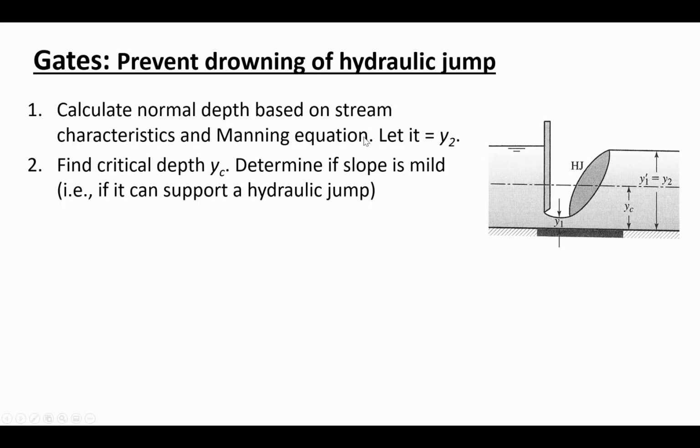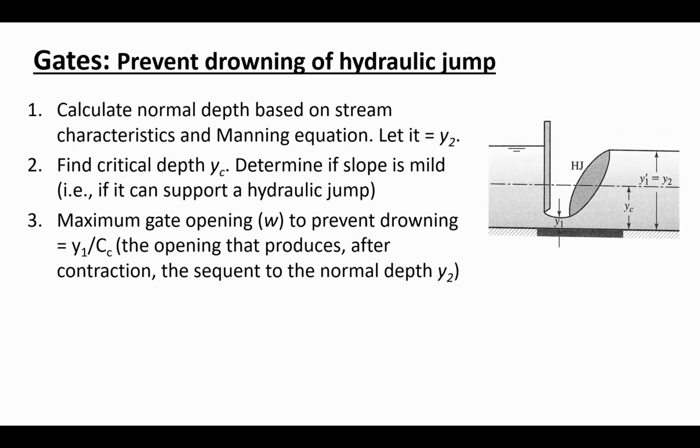To find out how much you can open up the gate, you first want to find out whether there's even going to be a hydraulic jump downstream of the gate. Because if this was a steep slope and the normal depth is going to be less than the critical depth, then that would mean the steep slope isn't going to have a hydraulic jump. So the reverse of that is just saying you'll only have a hydraulic jump if the slope is mild, meaning that the slope is less than the critical slope or that the normal depth is greater than the critical depth.